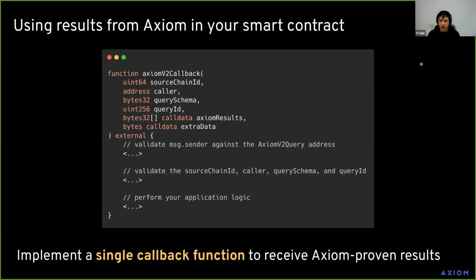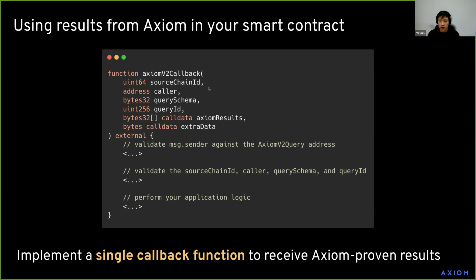And so ultimately what this means for the developer is that in order to actually use results from Axiom, all they need to do is implement a single callback function that receives the results. It actually validates these commitments to the compute circuit and the aggregation structure. So you can see we send the developer a bunch of data.